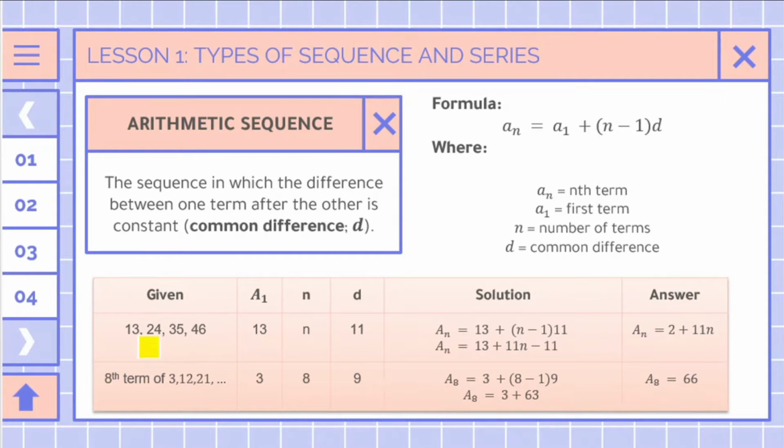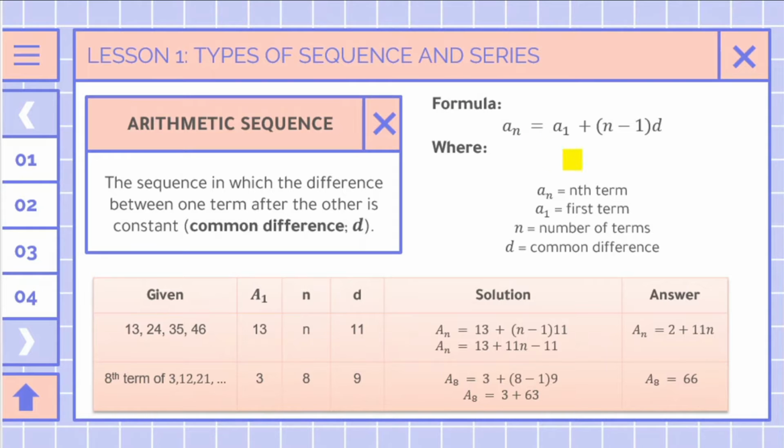If we subtract 13 from 24, we have a difference of 11. Then 35 minus 24 also has a difference of 11. So therefore, this is an example of an arithmetic sequence. That's how you identify whether it's arithmetic or geometric. So that's for the arithmetic sequence.